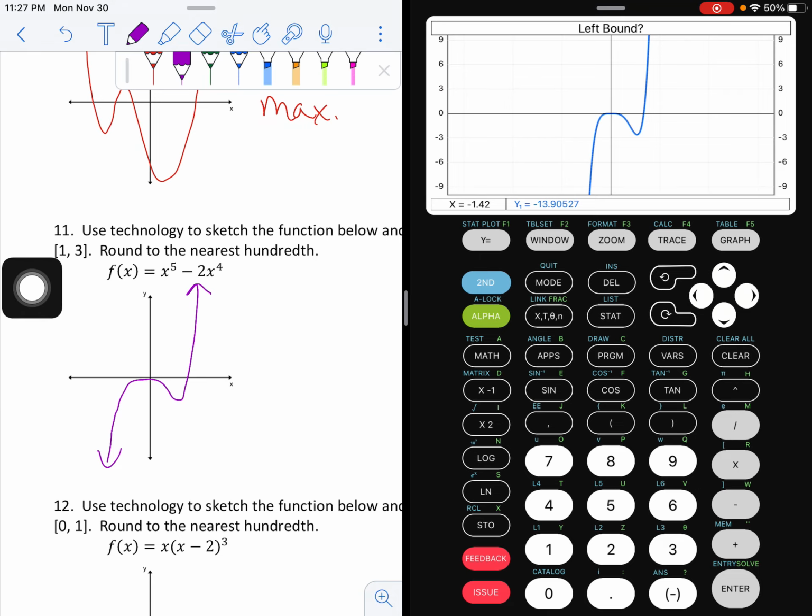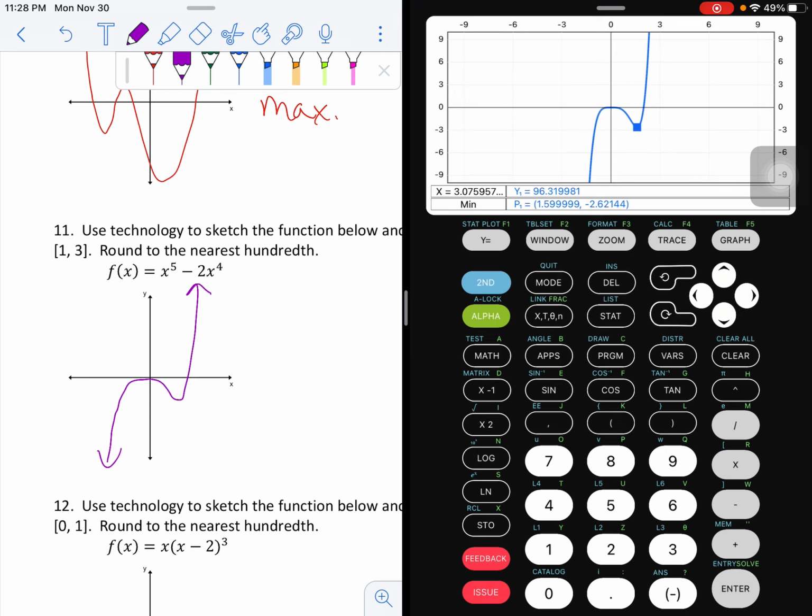And I'm looking for my left boundary for x to be 1. Right now, x is negative 1.4 something. So I'm going to tap over by the origin here and move it just a little bit to the right. Yeah, close enough to 1. And then 3. So I'm just going to scroll to my right until I get to 3 or close enough to 3. And my minimum is right here.